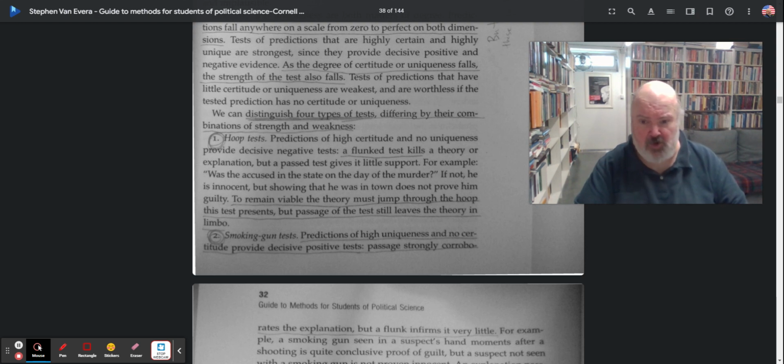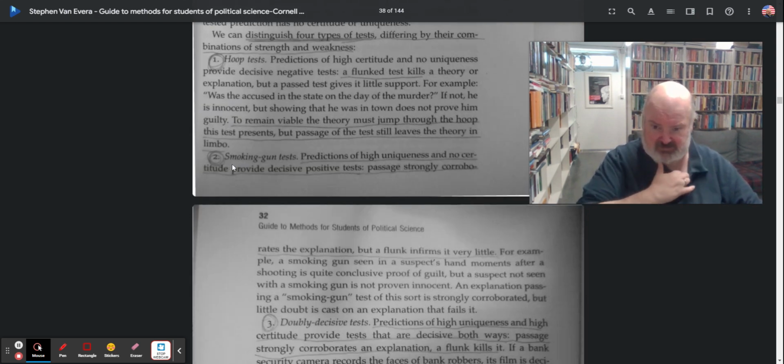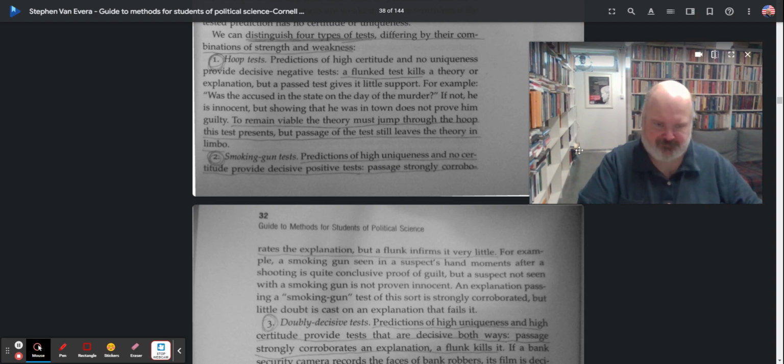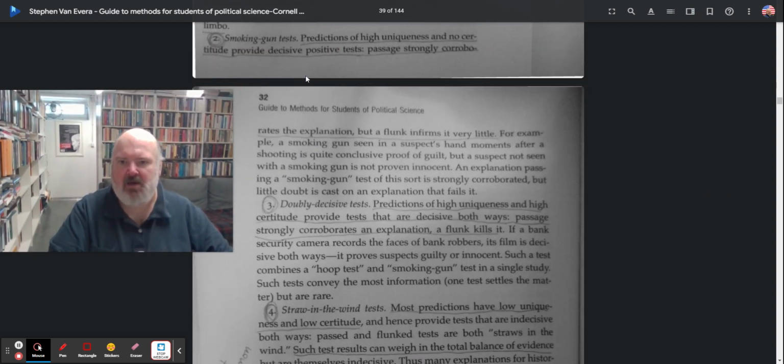Okay, so the hoop test is a negative; it kills things, right? What about the smoking gun? Next is the smoking gun. Smoking gun test: predictions of high uniqueness and no certitude provide decisive positive tests. A pass strongly corroborates the explanation, but a flunk infirms it very little.